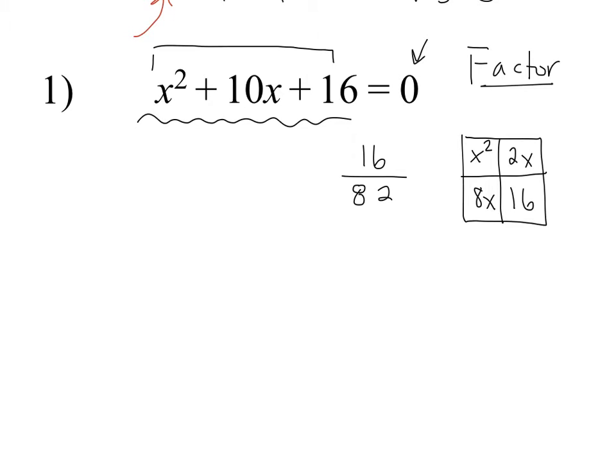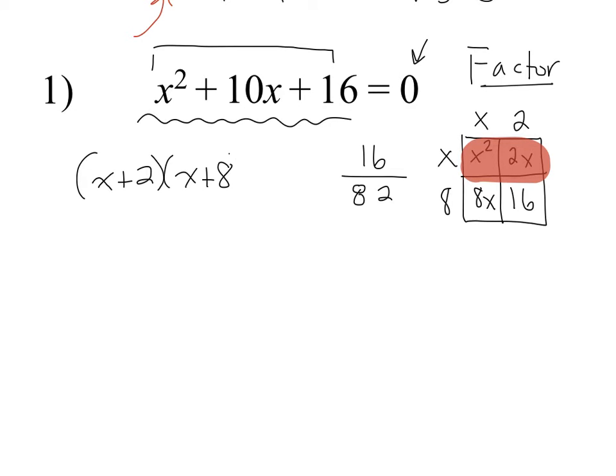And then I'll just take common factors out of rows and columns. So I can take an x out of this first row. And then out of the first column, I can take an x as well. Out of the second column, I can take a 2. And out of the second row, I can take out an 8. So this factors as x plus 2 times x plus 8 equals 0.